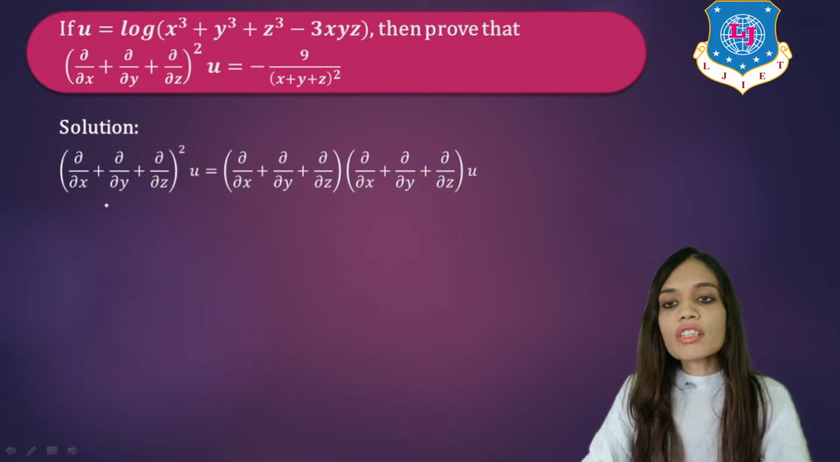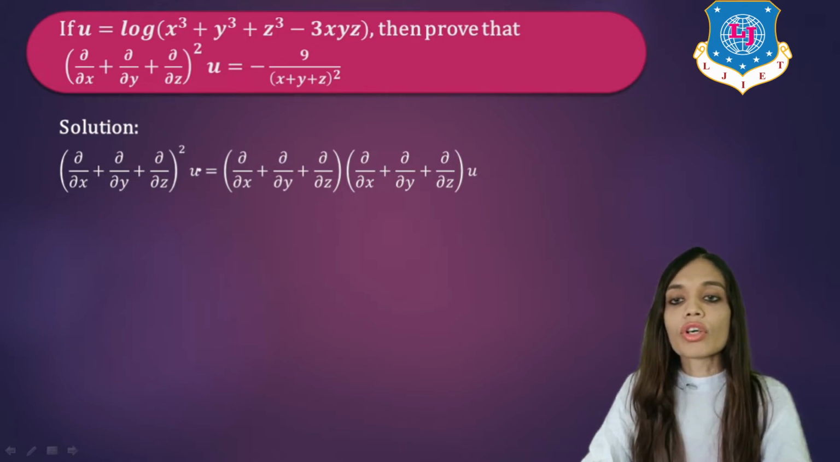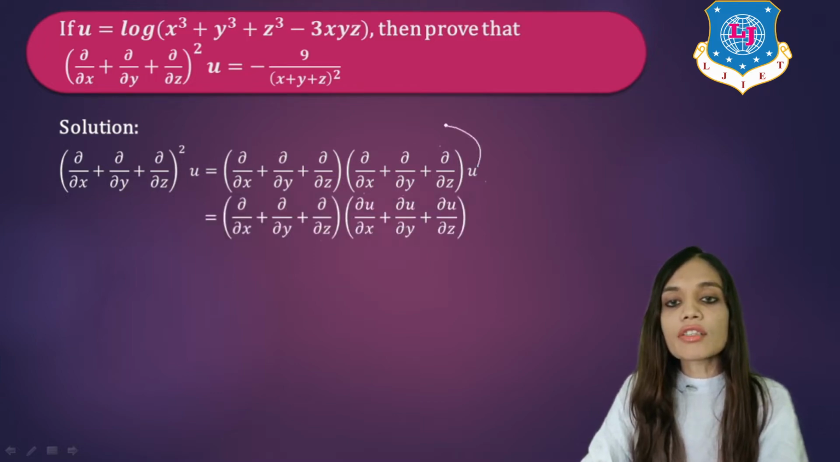Firstly, we will simplify this, that is (del by del x plus del by del y plus del by del z) whole square into u. We will write it as (del by del x plus del by del y plus del by del z) into (del by del x plus del by del y plus del by del z) into u. We have split this term. Now we will take this u inside this term. So what will happen? (Del by del x plus del by del y plus del by del z) into (del u by del x plus del u by del y plus del u by del z).